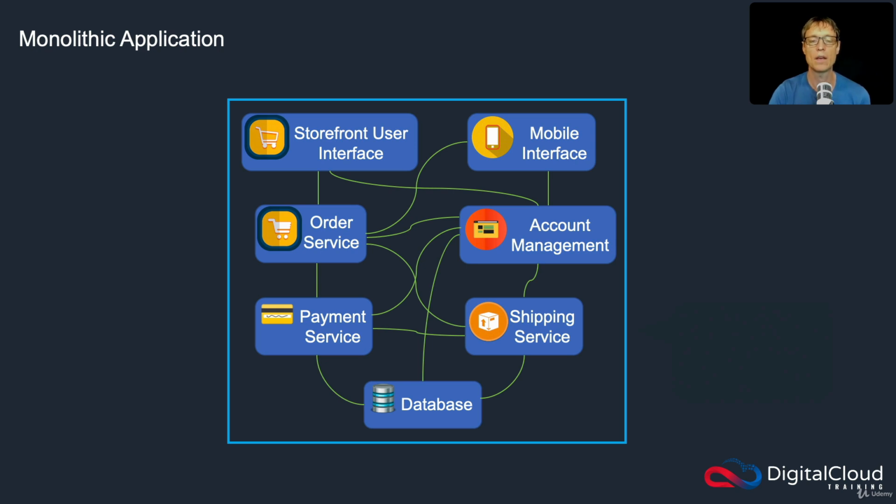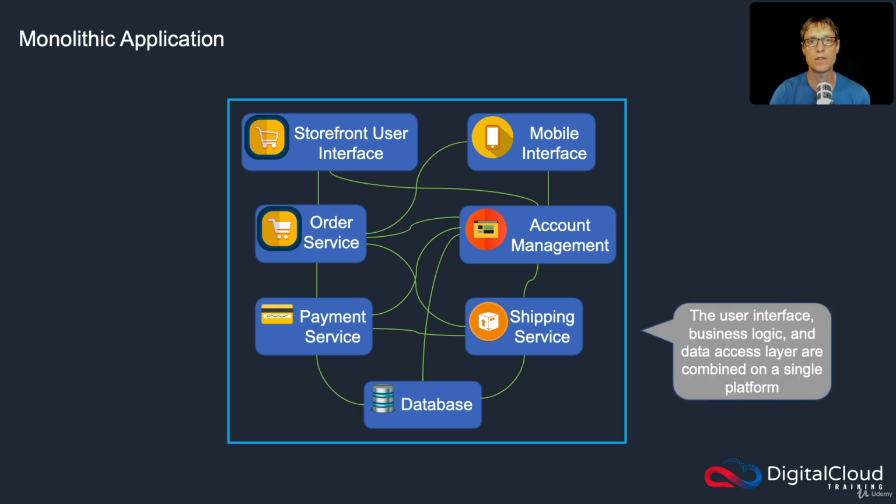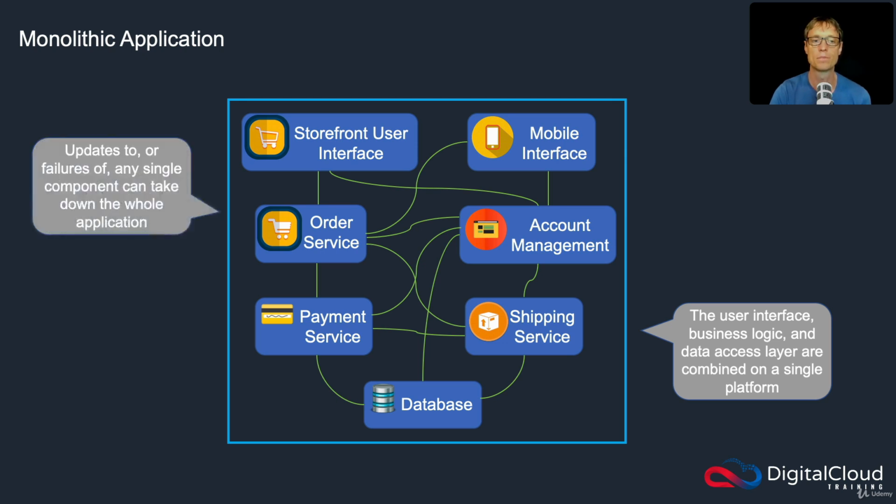In this model, we combine what we call the user interface, the component that the users actually see when they access a website or a mobile interface. The business logic, so a lot of the processing of orders, the account management, the CRM layer and that kind of thing. And then the data access layer, the actual place where the data is stored about that customer, about the orders they place, and the statistics and information that we might record. So it's all combined on a single platform.